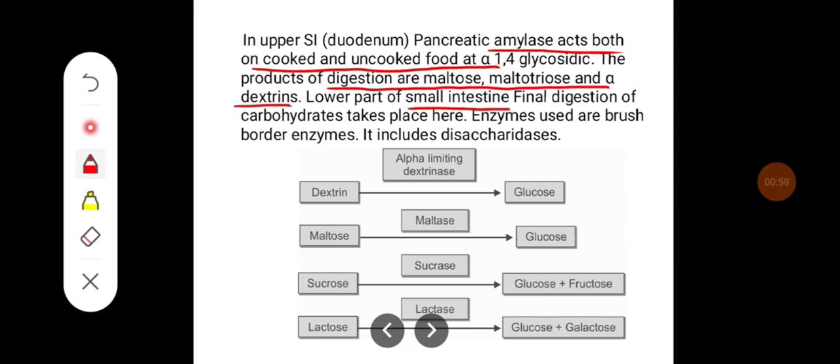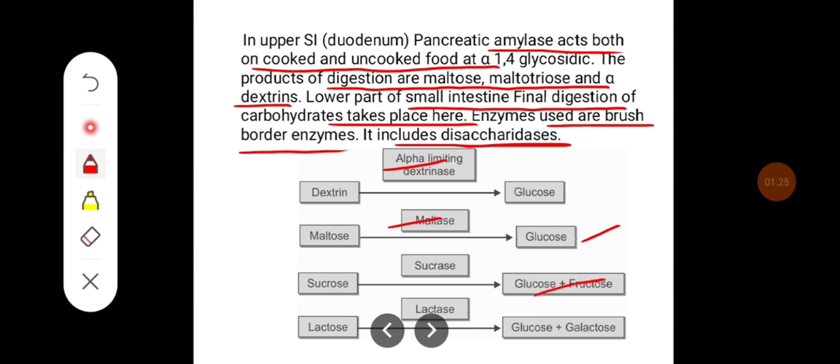In the lower part of the small intestine, final digestion of carbohydrates takes place. The enzymes used are brush border enzymes, and they include disaccharidases. As you can see, alpha-limit dextrinase converts dextrin into glucose. Maltose gets converted into glucose in the presence of maltase, and sucrose and lactose are converted into glucose and fructose, and glucose and galactose, in the presence of sucrase and lactase respectively.